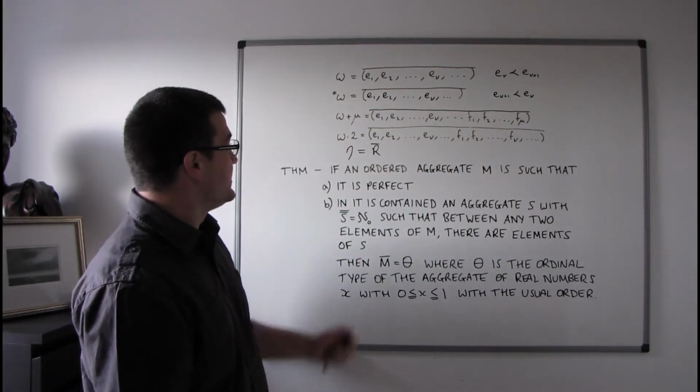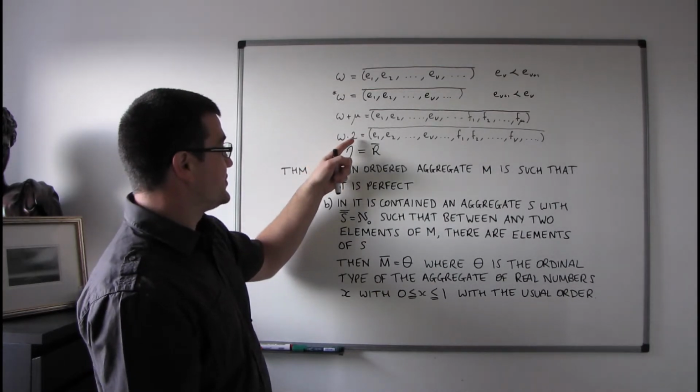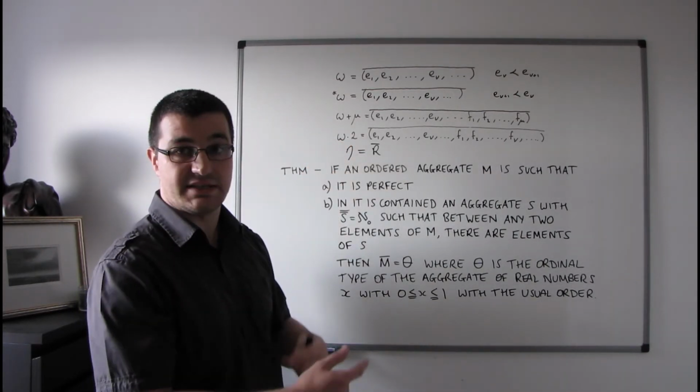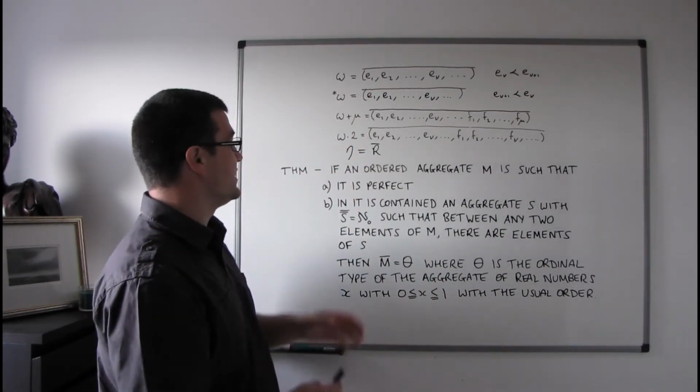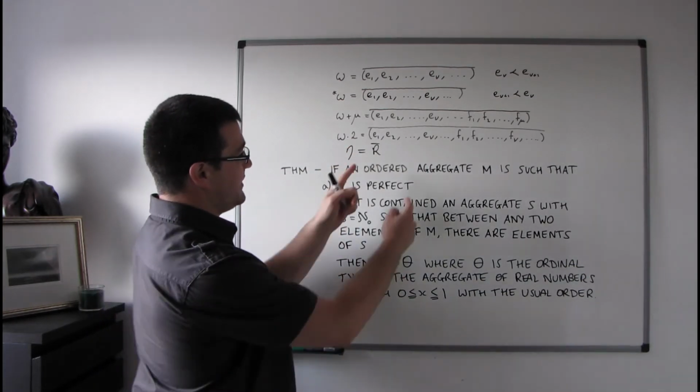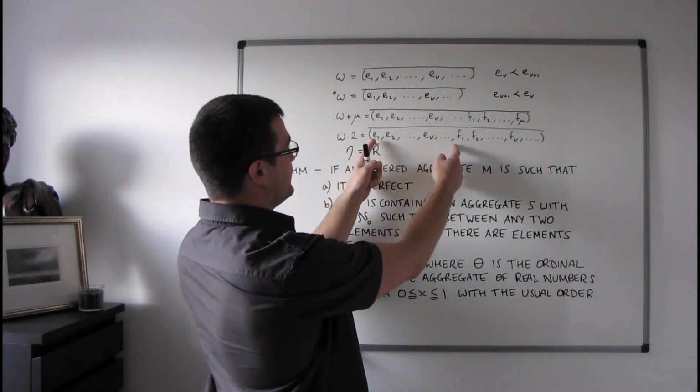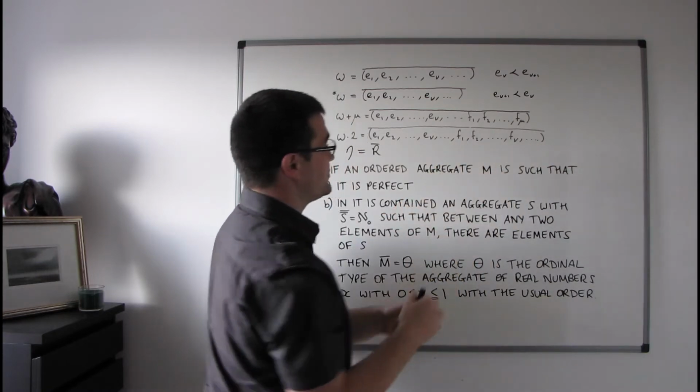But it's definitely not, for example, dense in itself, because not every element is a principal element. Omega times 2. Notice it's not 2 times omega, it's definitely omega times 2. So here effectively we've got two copies of omega, one straight after the other.